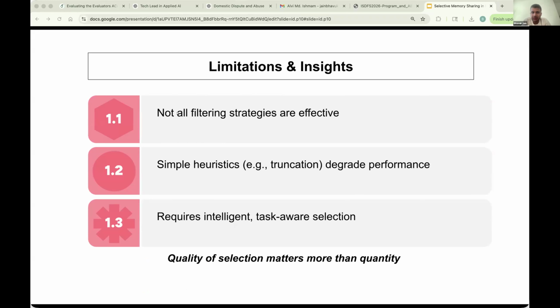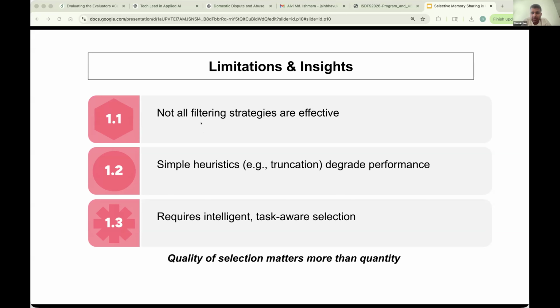Now, while the results are strong, there are important limitations and insights as well. First, not all filtering strategies are effective. Simply deciding to filter information is not enough. How you filter matters a lot. Second, we observe that simple heuristics like truncation or selecting recent messages actually degrade performance because they discard important context and keep irrelevant information. And this leads to a key insight.